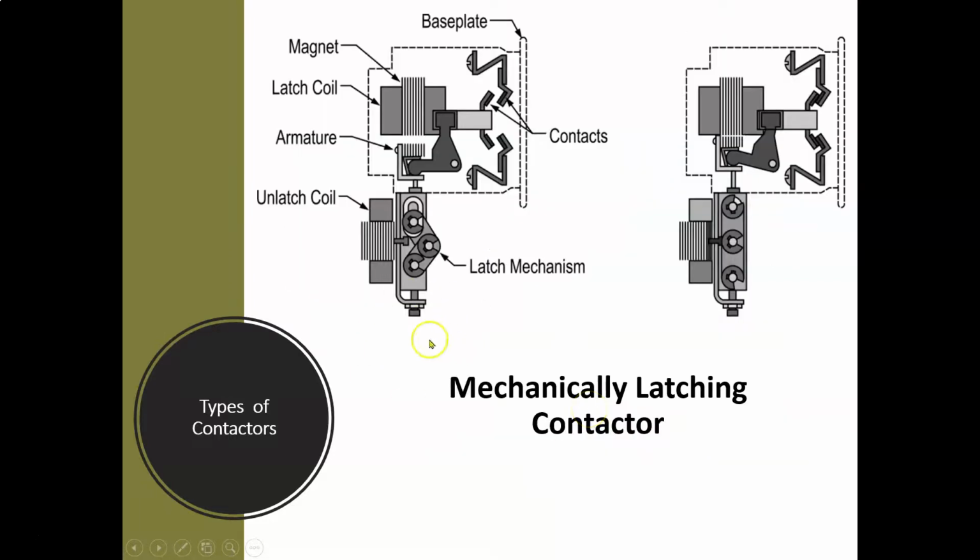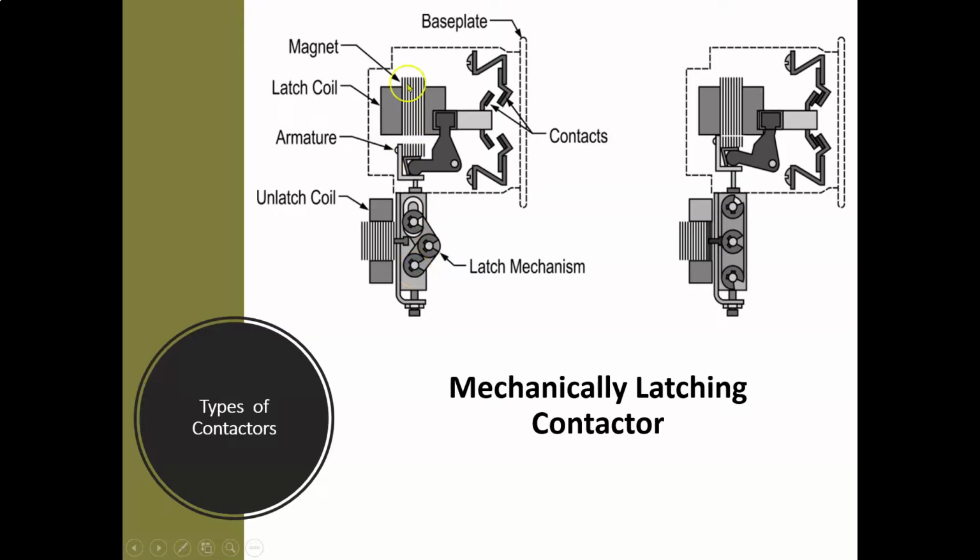So going to, right, we have mechanical latching contactors. So we have here some contacts. We have our armature, right? We have a latching coil and a magnet, and an unlatching coil. So we have a latching mechanism. This part right here is what latches it on or off.